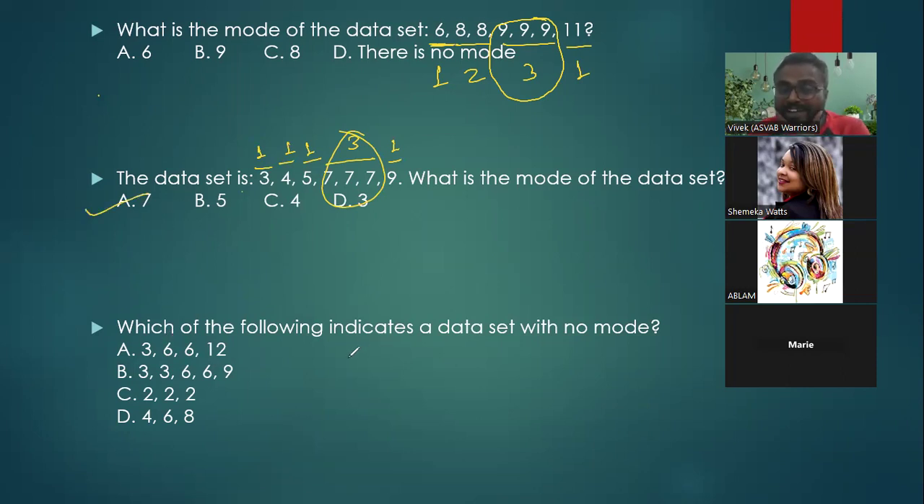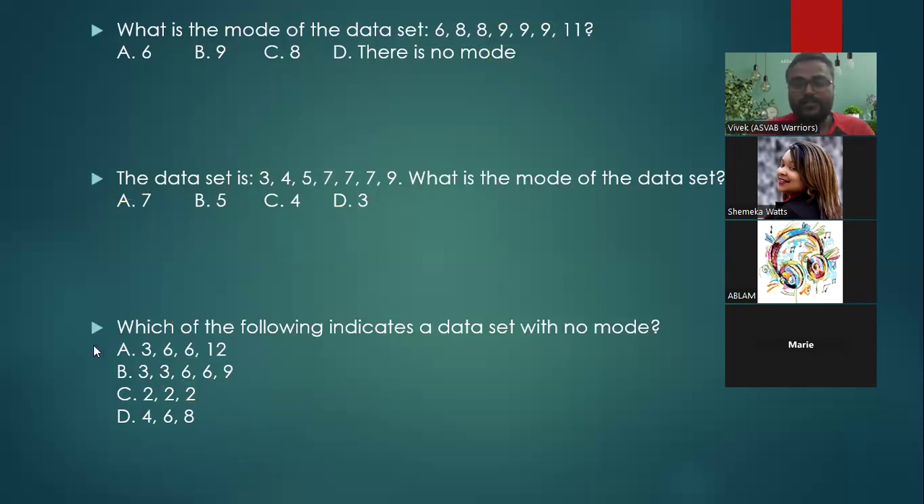Now, which of the following indicates a data set with no mode? No mode means no number should repeat. Let's say here there is 3, 6, 6. 6 is occurring 2 times, so it is going to have one mode, which is 6. Here there is 3, 3, 6, 6. This is multimodal. 2, 2, 2 again has a mode present, and here there is no number repeating. So this is the no mode data set.